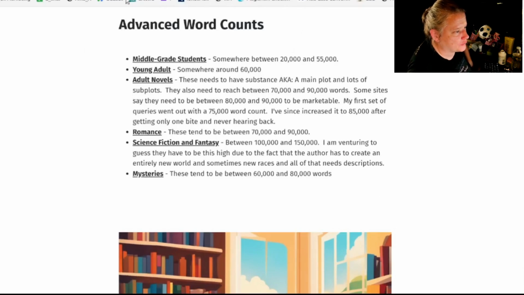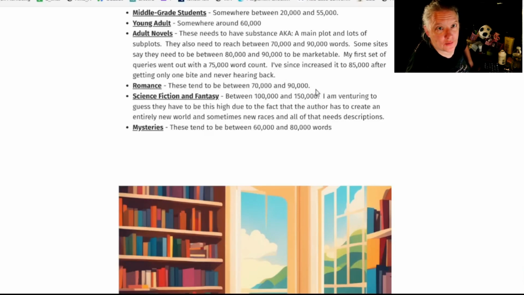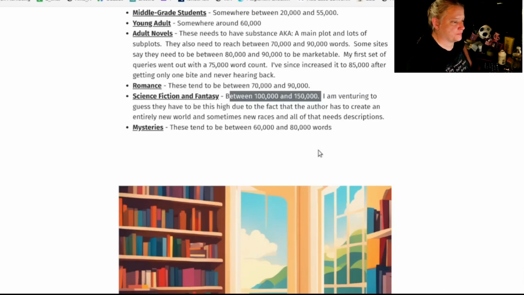So here's your advanced word counts. Middle grade students, somewhere between 20 and 55,000 words. Young adults, somewhere around 60,000 words. Adult novels. These need to have substance, so you're looking at between 70 and 90,000 words, right? Romance, usually between 70,000 and 90,000 words. Science fiction and fantasy, usually these are epics between 100,000 and 150,000 words. Mysteries tend to be on the shorter side, 60 to 80,000 words.